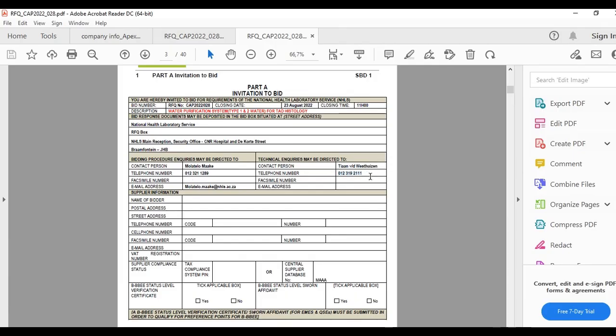If you have any technical inquiries, this can be directed to the person's details that are here. This is if you have any technical specification information that you need to find out, like the size of the lab or what the application is. If it's not given, then you can phone this contact person and find out about that.